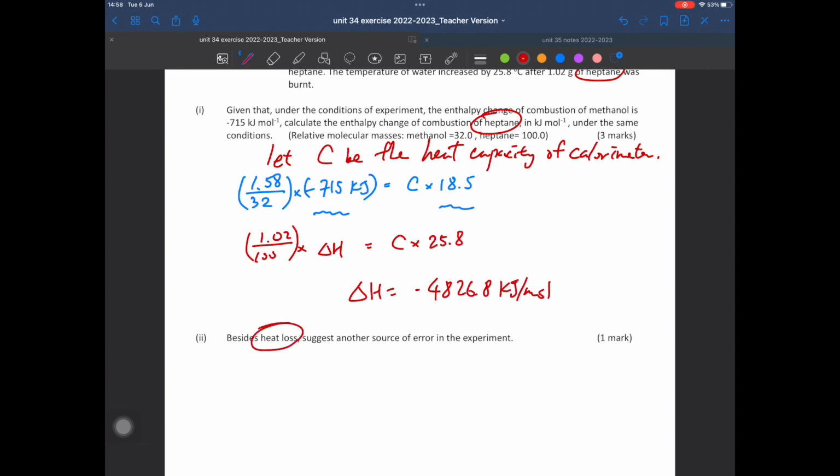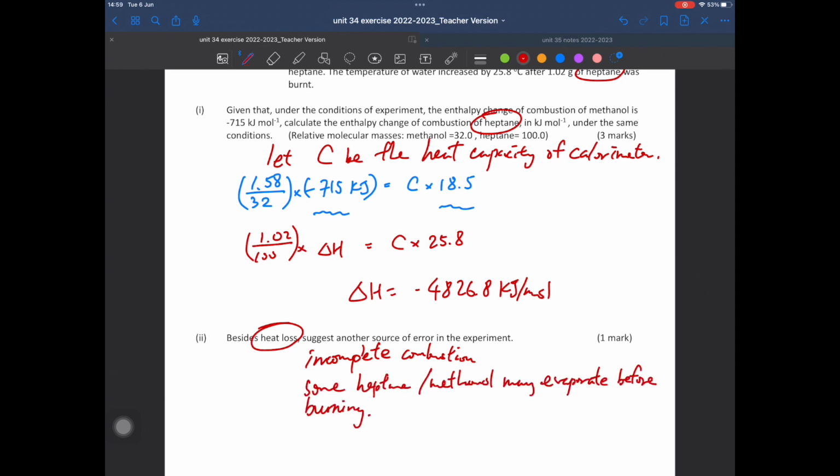Next one, besides heat loss, now this time you cannot say heat loss to surrounding anymore. Is there any source of error? The most typical ones, two of them. The first one is, and the second one is, of course, you may say this is not in standard condition.